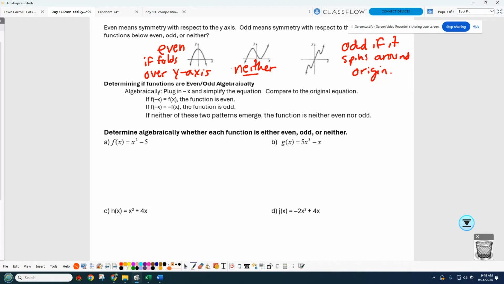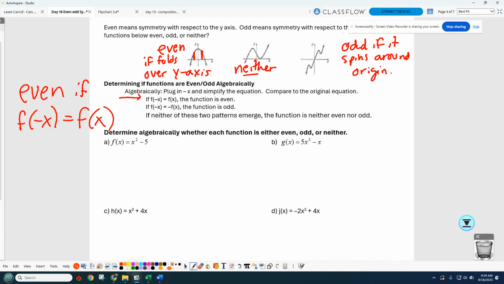So on the sheet that you have, algebraically, if f of 2 has the same value as f of negative 2, that means this guy's y value is exactly that guy's y value. That's what it means to fold over. So algebraically it's even if f of negative x equals f of x.